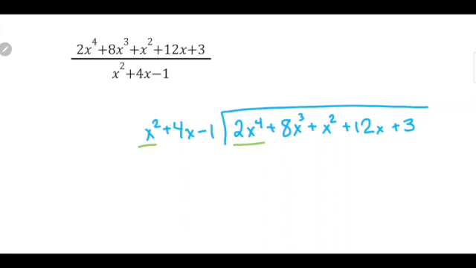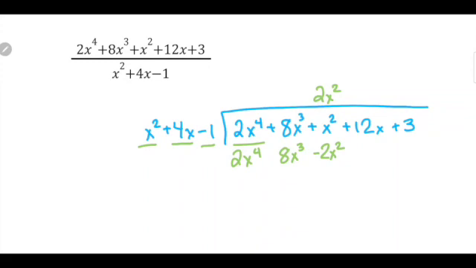And then for step 1, we're going to ask ourselves how many times does x squared go into 2x to the fourth, or we could also ask what times x squared would give us 2x to the fourth. That's going to be 2x squared, so we're going to make sure we write that in the x squared column. And then we're going to multiply that 2x squared by our entire divisor. 2x squared times x squared is 2x to the fourth. 2x squared times 4x is 8x cubed, and 2x squared times -1 is -2x squared.